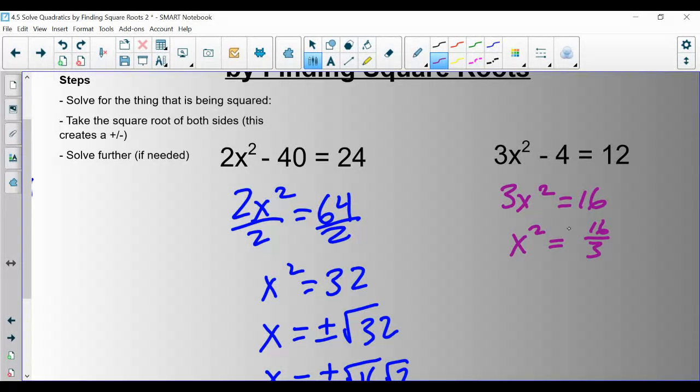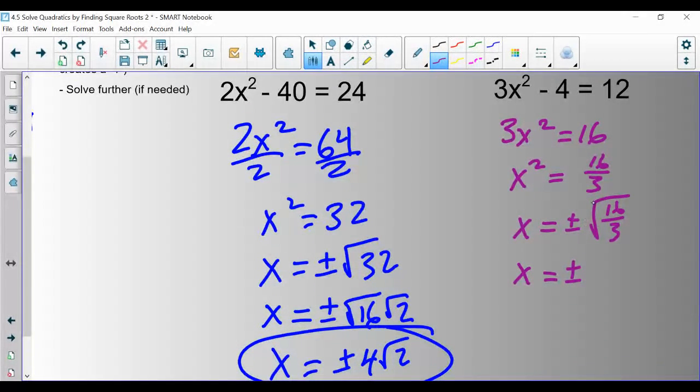From here, you would take the square root of both sides. We're going to be using the properties that we talked about in the first part of the lecture. Taking the square root of both sides creates the plus or minus, and then you have the square root of 16 over 3. So x is equal to plus or minus. Remember, if you have a fraction underneath the root, you apply the root to the numerator and the denominator. x is equal to plus or minus the square root of 16, which is 4, over root 3.